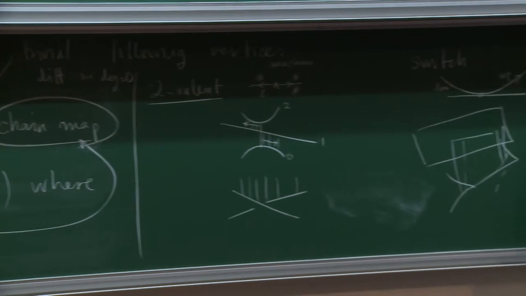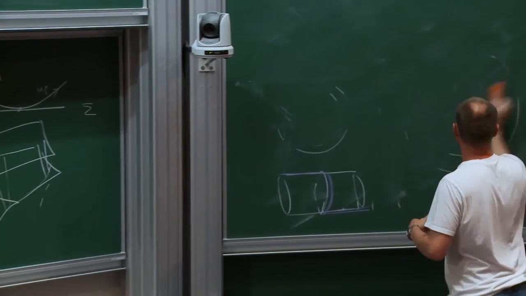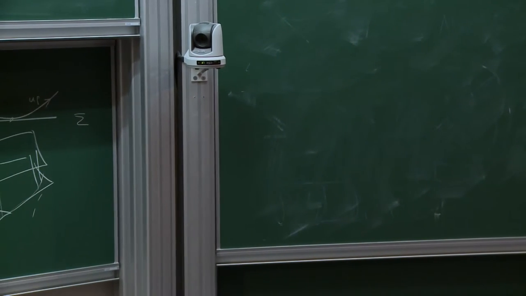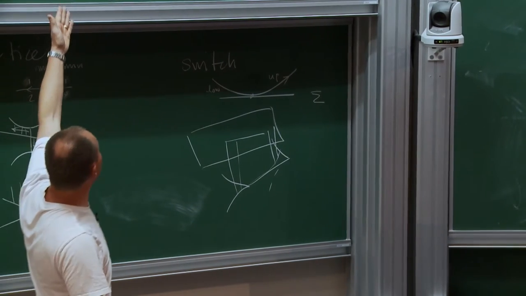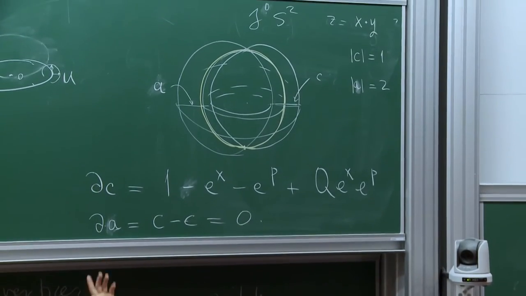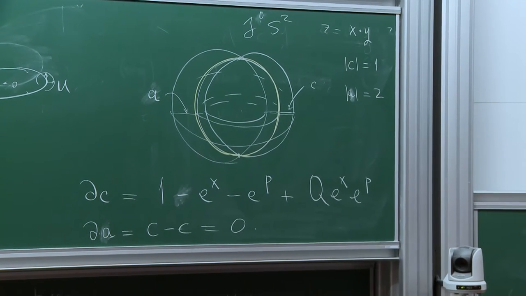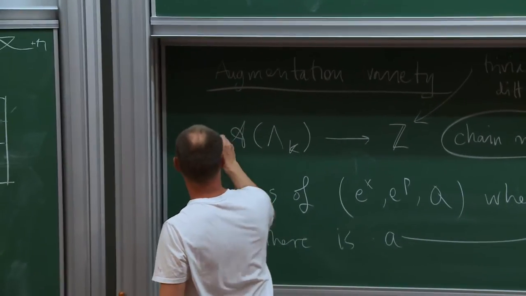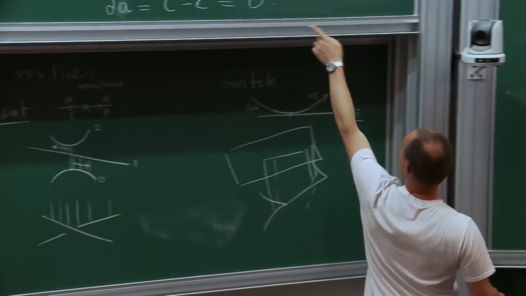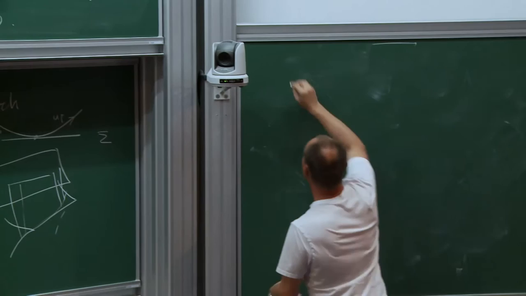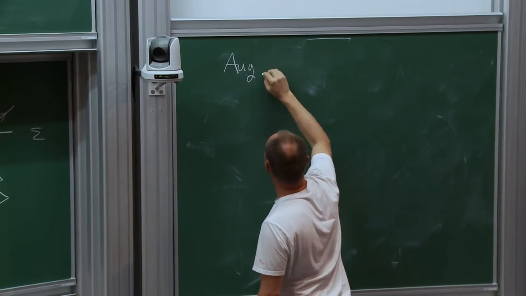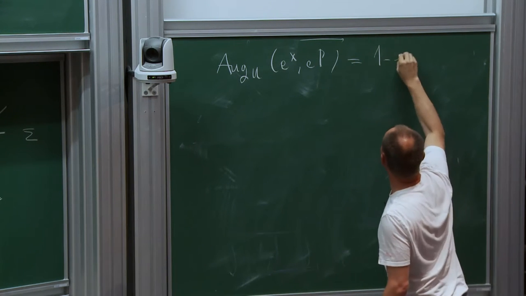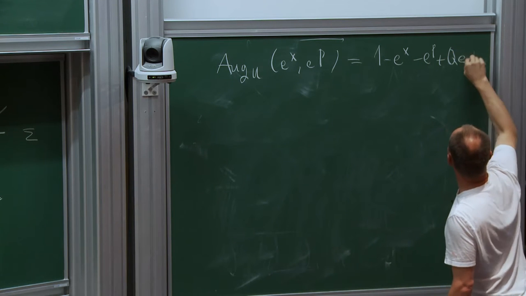So for the unknot, this is extremely simple, because the only thing that it requires is that the image of the differential of degree one is killed by this map. So we try to define epsilon, and the image of the differential has to be killed. So we see the equation. The equation for the augmentation variety is equal to 1 minus e to the x minus e to the p plus q e to the x e to the p.